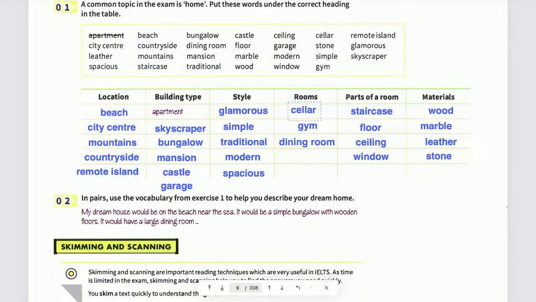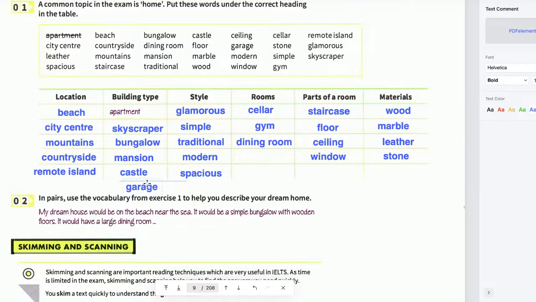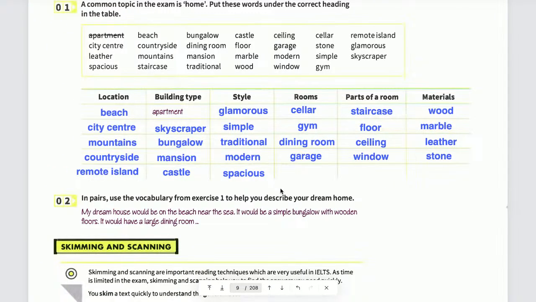Dining room. Yes. Huy. Gym. Yes. Tự. Garage. Yeah, I think so, makes sense. I think we should put garage in rooms, not in building type, right? Yeah, it doesn't really matter. We just need to know the word. It's fine. Next. Yeah, cellar.